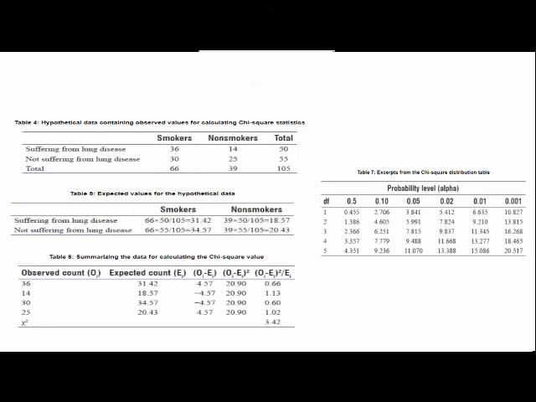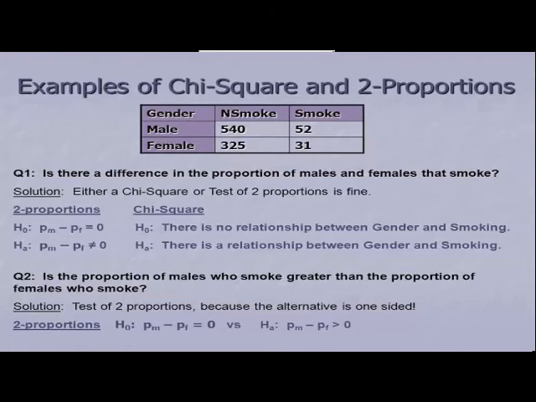So here is hypothetical data containing observed values for calculating the chi-square test. I'll show you the next slide, which is a very good one. Examples for chi-square and two proportions: we can see that gender, male and female, is being compared with non-smokers and smokers. The question is: is there a difference in the proportion of males and females that smoke? According to the null hypothesis, there is no relationship; there is no relation between gender and smoking. And the alternate hypothesis says that there is a relation between gender and smoking.